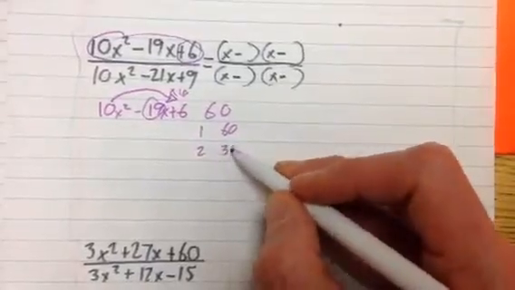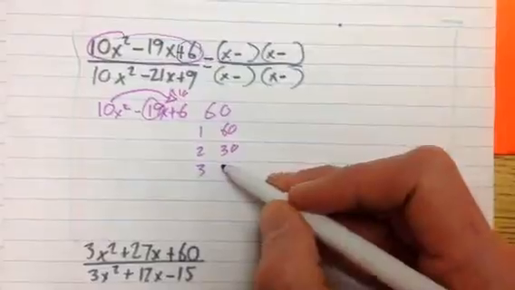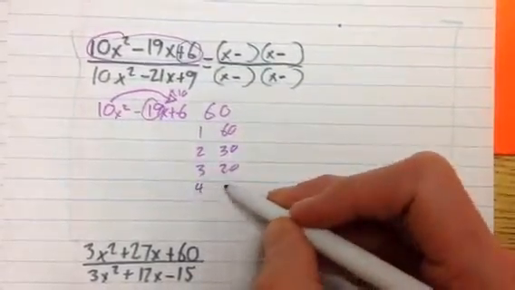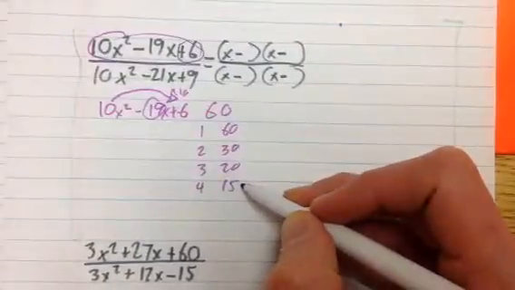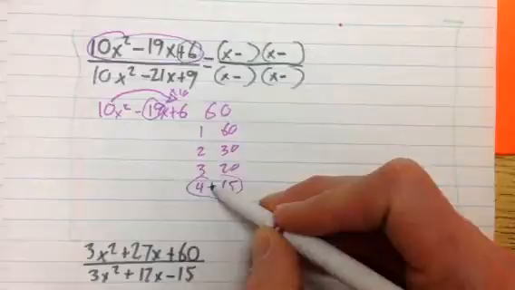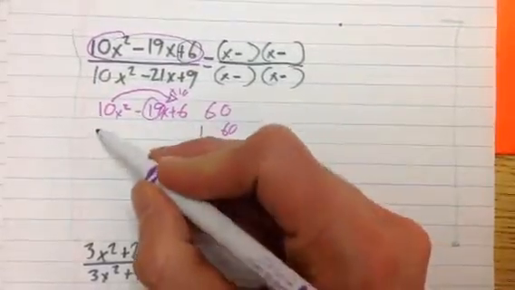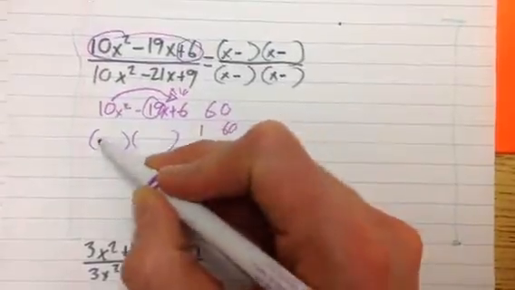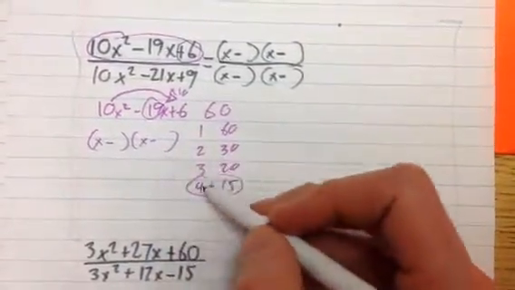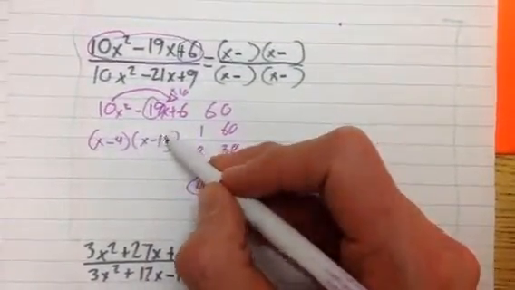Next, 2 and 30. 2 plus 30 is 32. That doesn't work out. And then we just continue on, 3 and 20. 23, we're getting closer. 4 and 15. Cool. I think we got our answer. So 4 plus 15 gets us to 19. So we know, rewrite this here, x minus something, x minus something. Since the signs are the same, it doesn't matter where the 4 and the 15 go, so we can just put the 4 there and the 15 there.